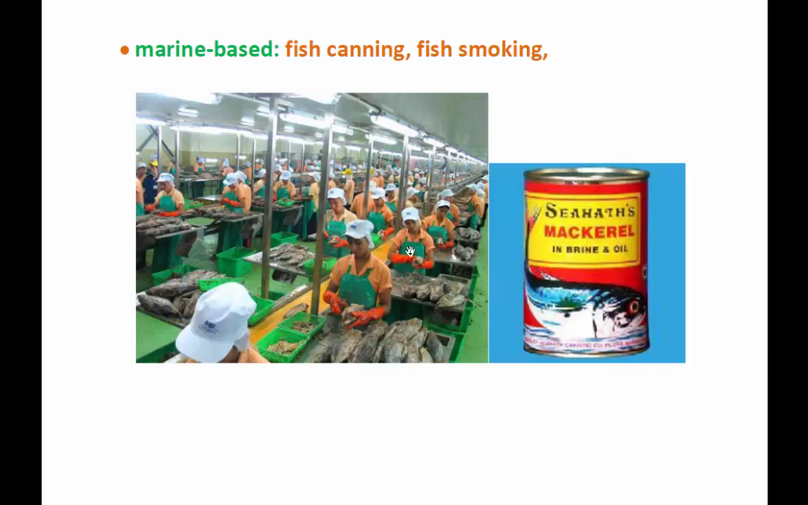Then the next one is marine-based industry. Marine-based industry means an industry that uses raw materials from the seas or oceans. One of the best examples is the fish canning industry. This is canned fish or tin fish, mackerel, and also fish smoking. Fish smoking means fish drying, and even in Manipur we have this fish smoking industry in the form of a cottage industry, right? So these are marine-based industries.